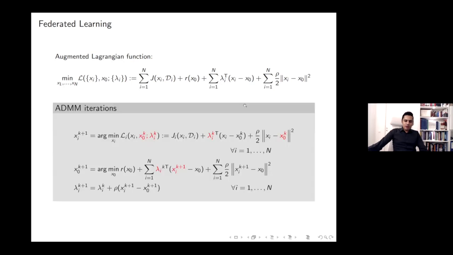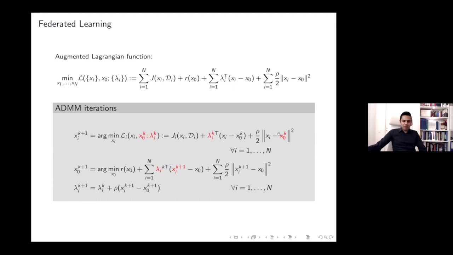So the ADMM iterations for this problem are given as follows. You have the n subproblems, where you want to minimize the local objective, and you have the consensus constraint for that local problem and its corresponding quadratic penalty term. Okay? And here you have the terms lambda i and x0, which are not the decision variables of this local subproblem. So then what you do is you fix these values with some value.